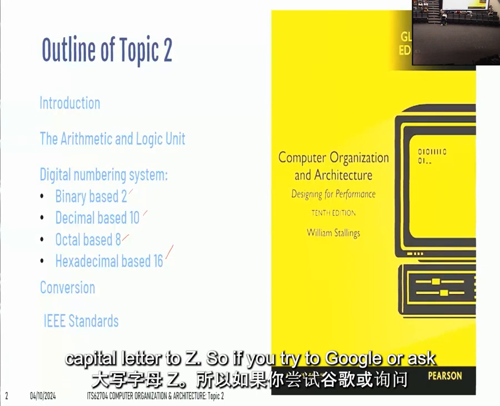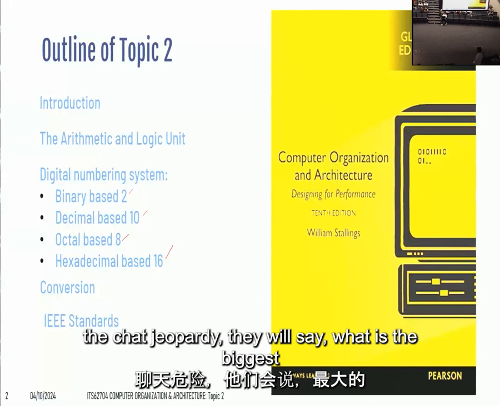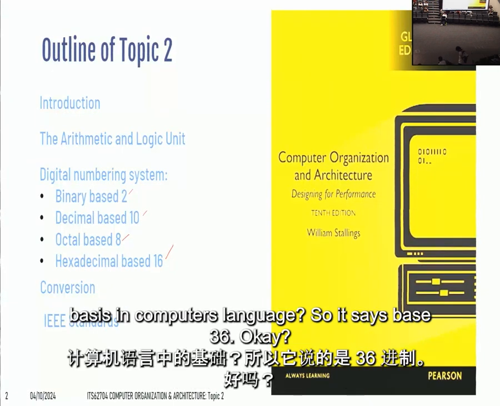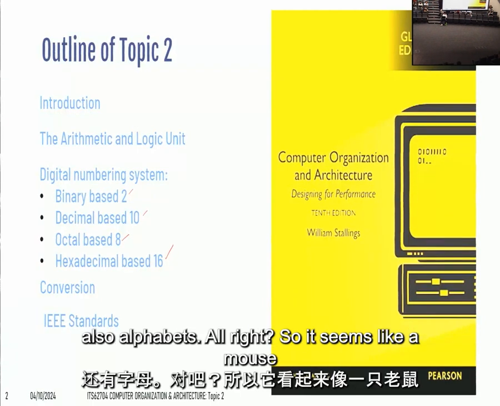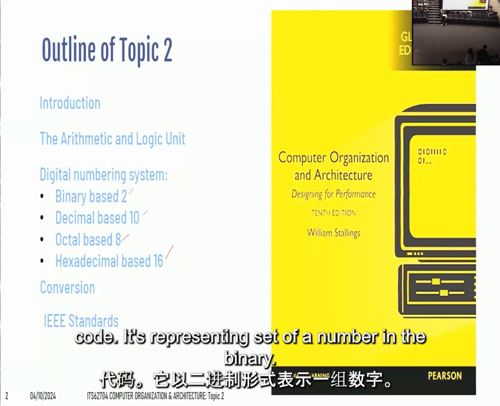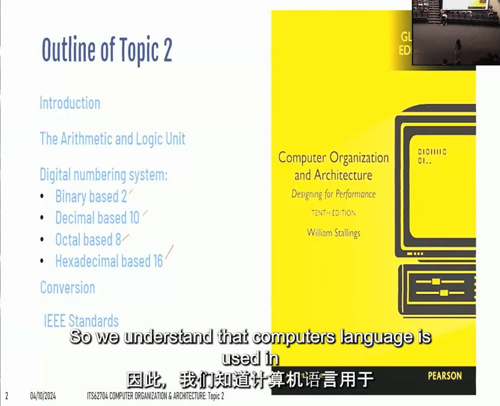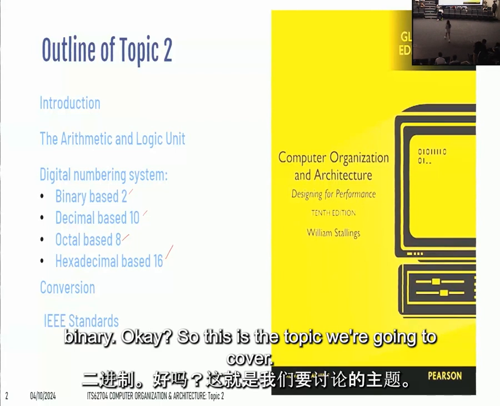If you try to Google or ask ChatGPT what the biggest base in computer language is, it says base 36. It's a total jumble of numbers and also alphabets, so it seems like Morse code. It represents a set of numbers in binary. So we understand that the computer's language uses binary, okay? So this is the topic we're going to cover.